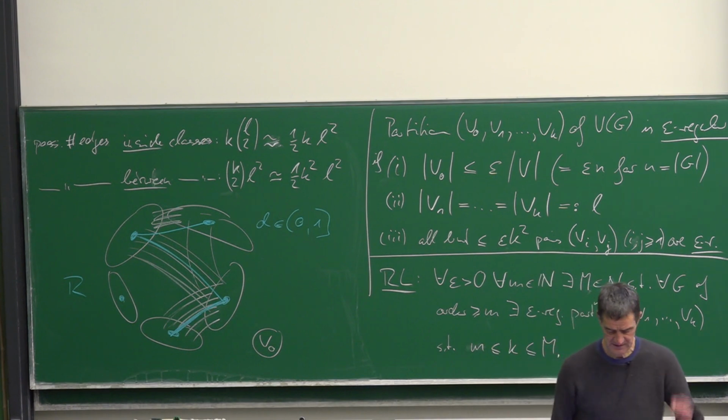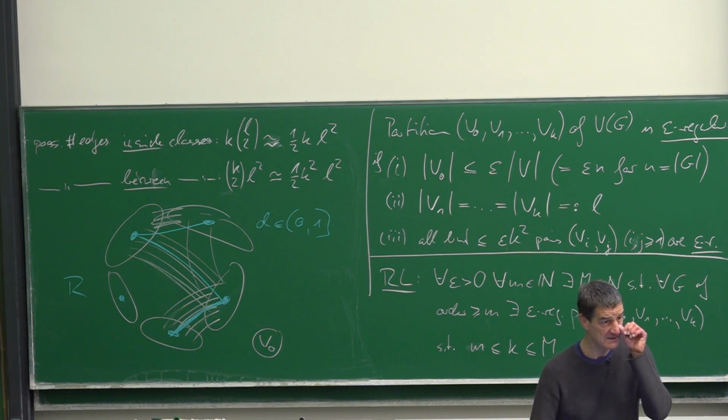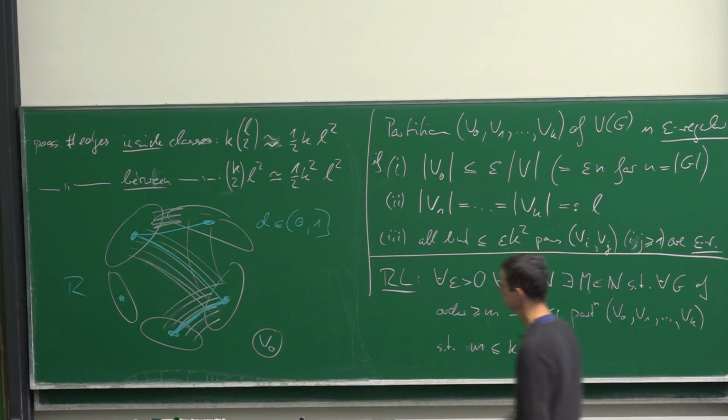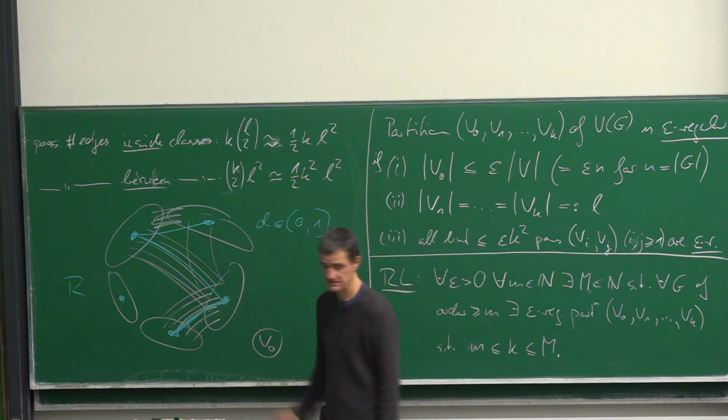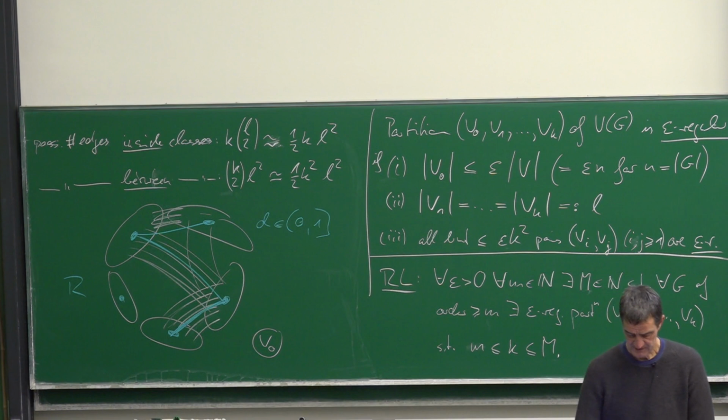Right? R depends on a particular given epsilon regular partition, and on a parameter D that we use as a threshold for when we put an edge between some two classes, and when we do not. That's the regularity graph corresponding to our partition.